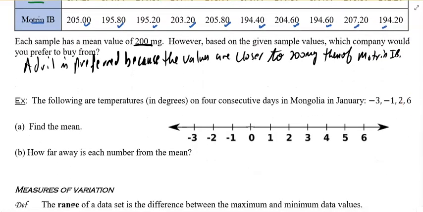Alright, here's another example. It says the following are temperatures in degrees on 4 consecutive days in Mongolia in January: -3, -1, 2, and 6. Find the mean. The mean is -3 plus -1 plus 2 plus 6 divided by 4, and that turns out to be 4 over 4, which is 1.